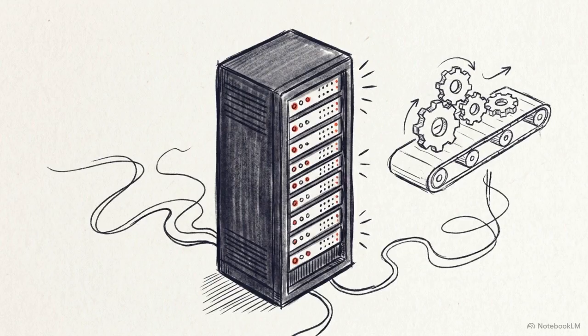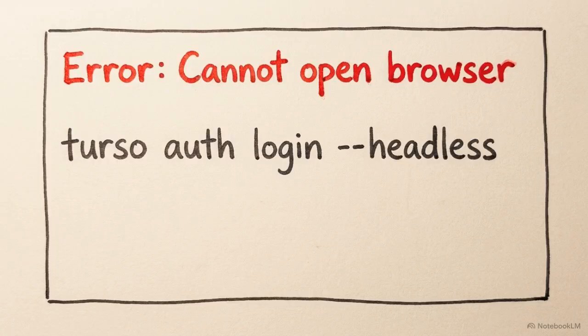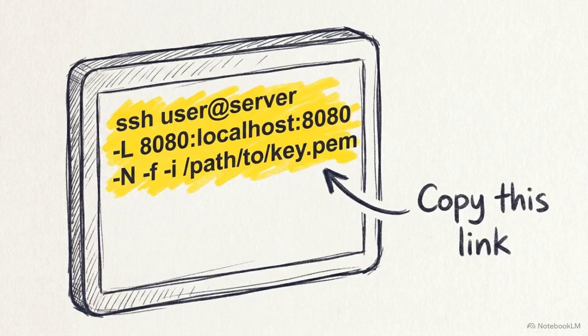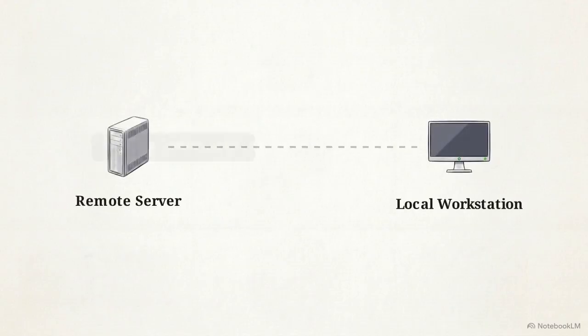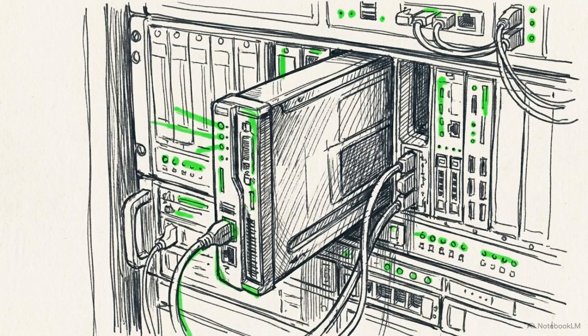If you are working on a remote SSH server or a CI/CD pipeline where a graphical web browser cannot launch, the standard login command will fail. To bypass this, append the --headless flag. The CLI will suppress the browser launch and print a unique authentication URL directly into your terminal. You can copy that link to a local workstation, complete the sign-in, and paste the resulting string back into your remote prompt. Your local workstation is now securely authenticated with the Turso platform. We have a verified session and full authorization to start orchestrating physical cloud infrastructure.